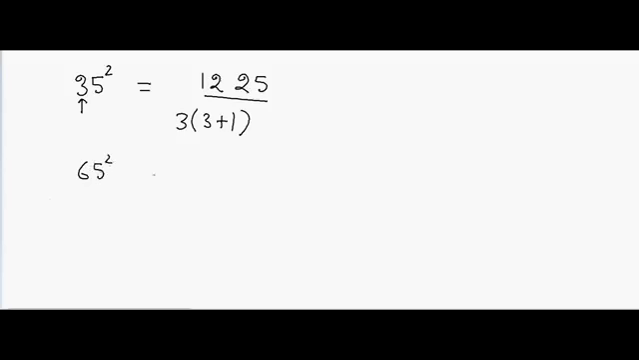Another example, if I have 65 squared, in that case I have to write 25, and then I'll take 6 and multiply 6 by 6 plus 1, which is 7. 7 into 6 is 42. So the answer is 4225. Now let's look at how this trick works.